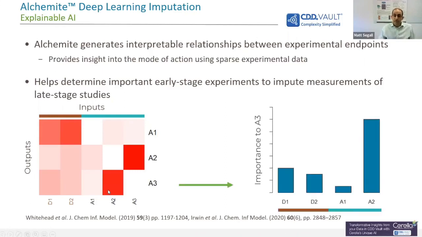And we can drill down for individual assays. So here's for assay A3, we can look at that importance and immediately understand here that this assay A2 is the most important input. And what that means, it also helps us to determine what experiments to run that will add the most information to impute these late stage studies as well.